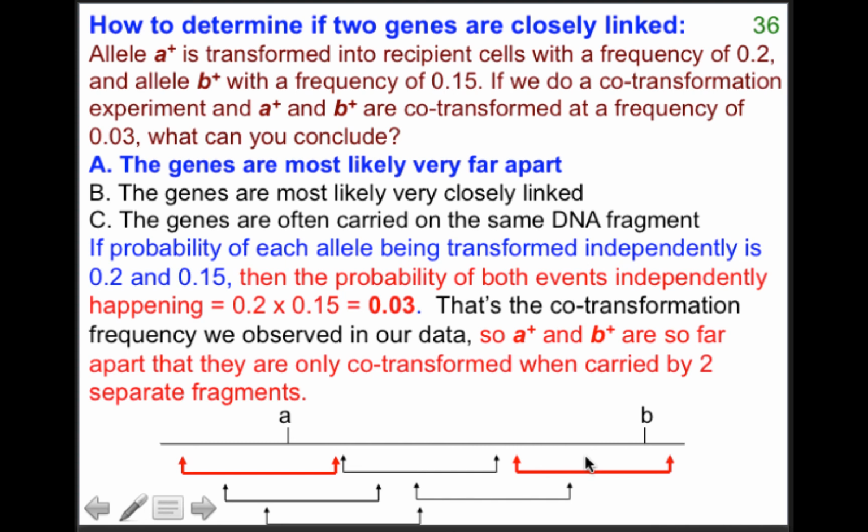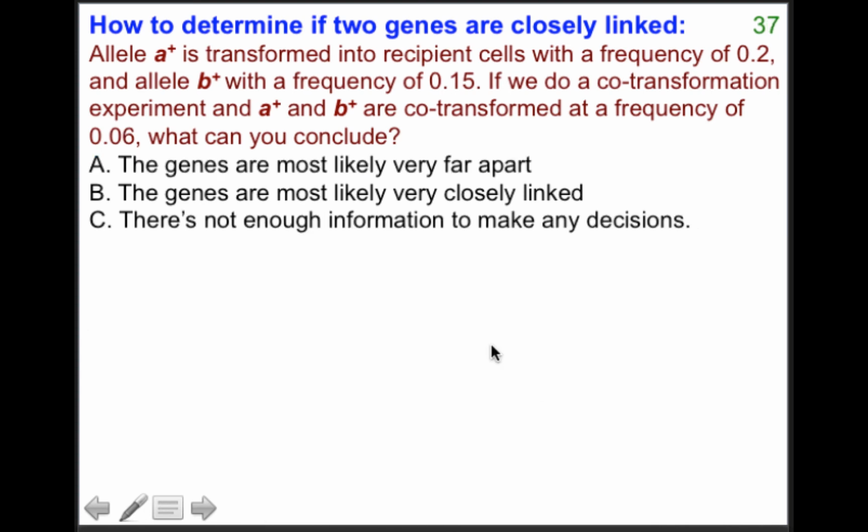All right, so let's change the number a bit. Let's say that we're starting with the same individual frequencies, but our co-transformation frequency that we observe in our data is 0.06. All right, what would you conclude then? So again, pause the video now. All right, welcome back. So in this case, we would likely conclude that the genes are closely linked, or at least linked closer than the size of the fragments.